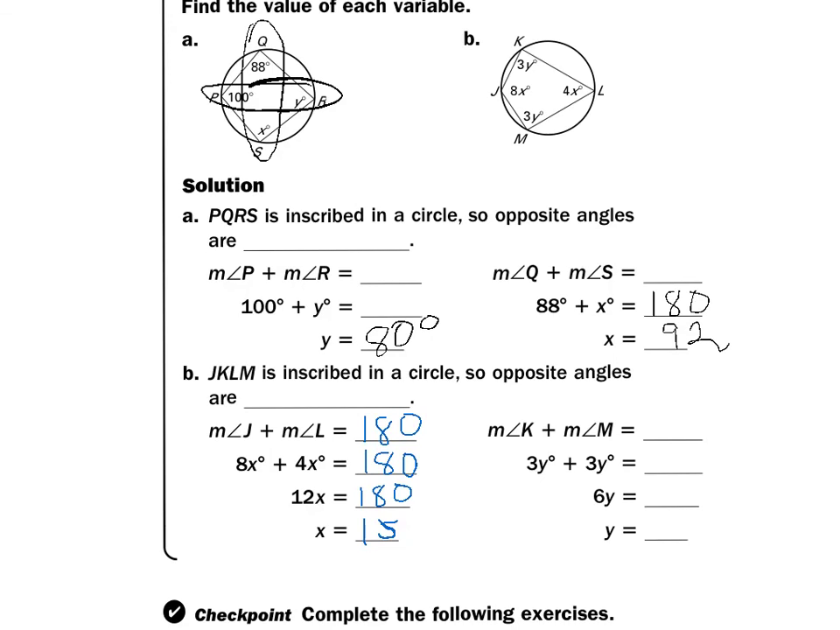Now, again, if I ask you what angle J equaled, remember to go back and substitute 15 into angle J's equation. Okay? All right, let's do K and M. Again, together they equal 180. So 3y plus 3y equals 180. 6y equals 180. So y is 30 degrees. All right, go ahead and try the 2 checkpoints, and I will see you next video.